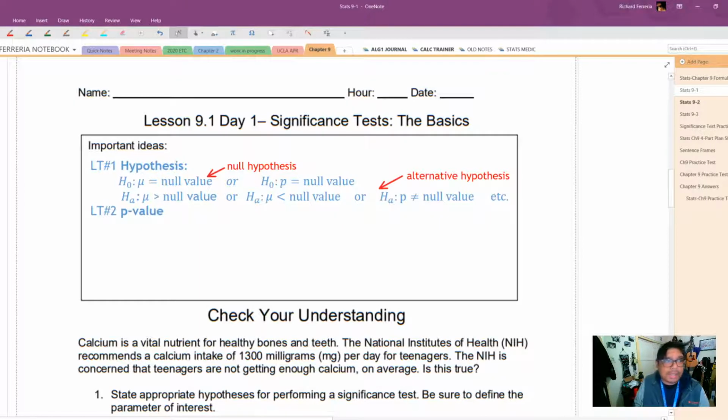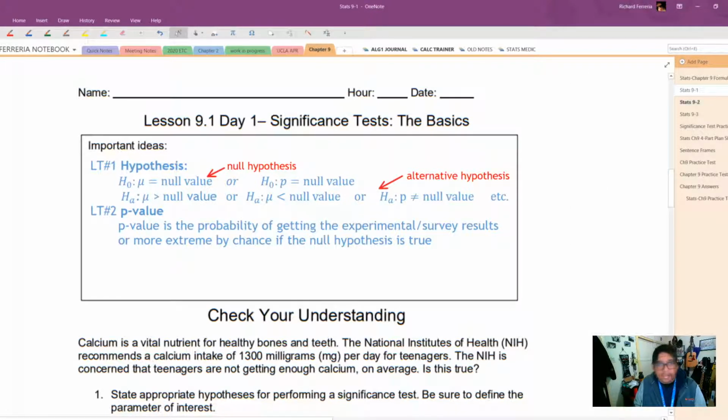Now the next learning target we have here is the p-value. And p-value sounds kind of exotic, but it's really not. We've already met the p-value in all actuality. And the p-value is the probability of getting experimental or survey results, or more extreme than those survey results, purely by chance if the null hypothesis were true.